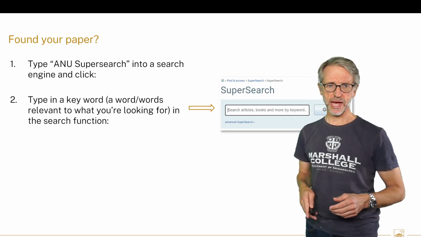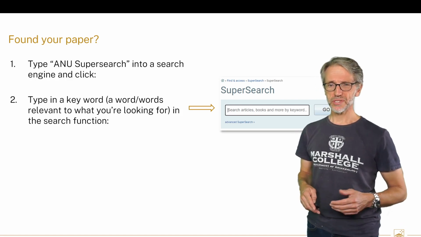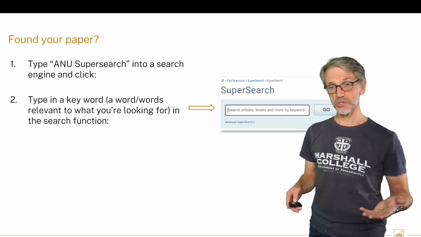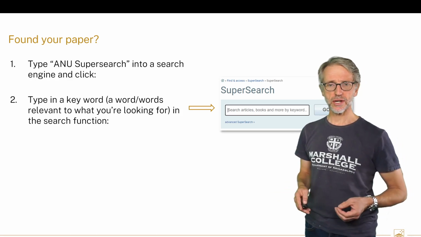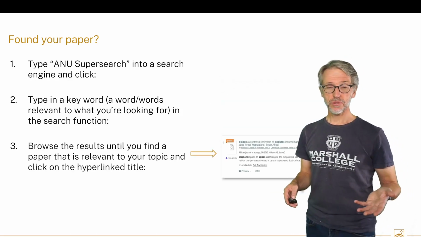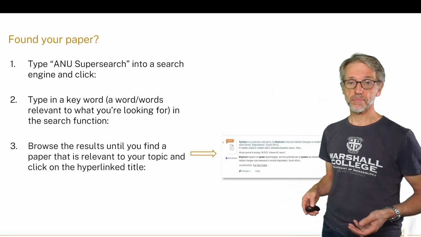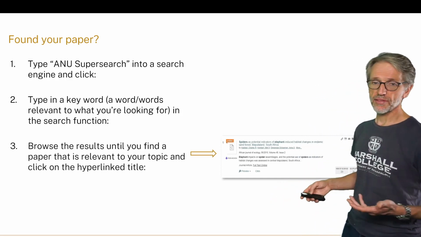Leave the author names out. Or you can put in a couple of words. Of course, that'll increase the number of returns that you get. So put in the entire title. Then, of course, you just browse the results until you find the paper that is appropriate and click on that.